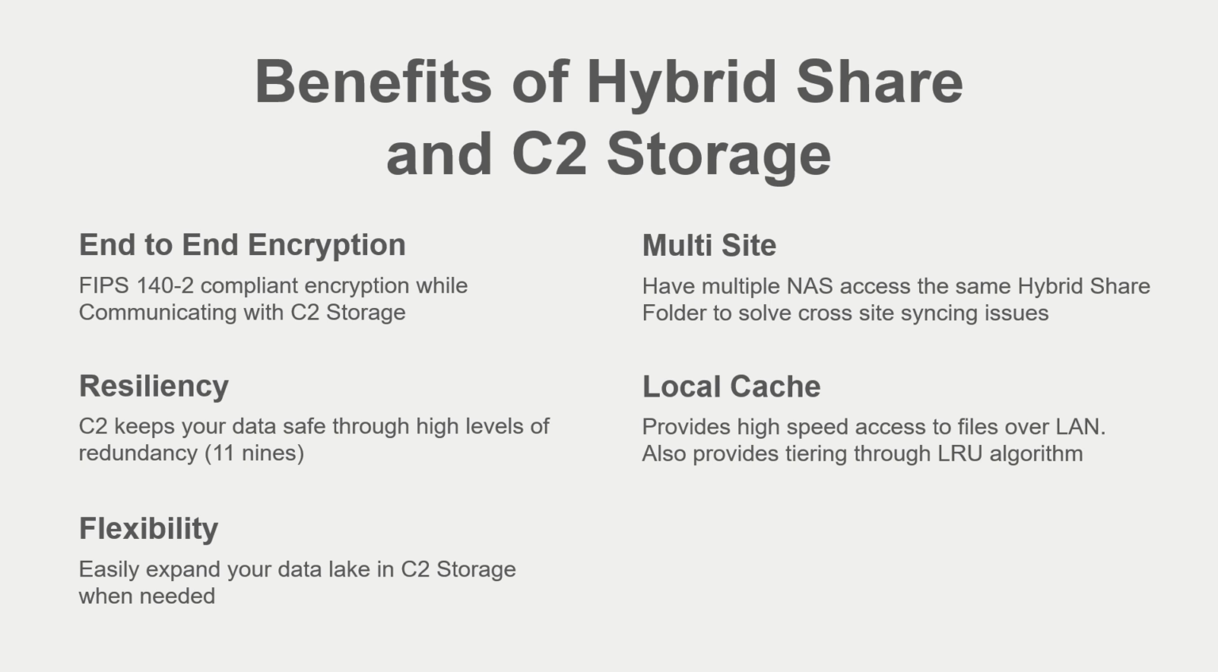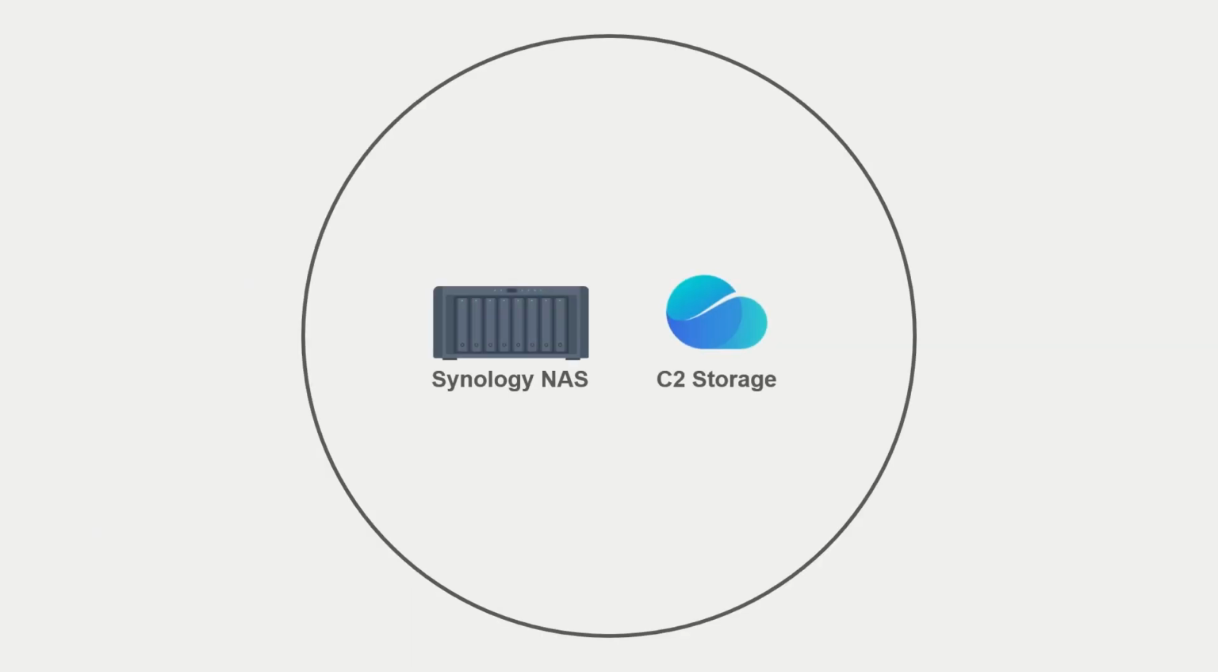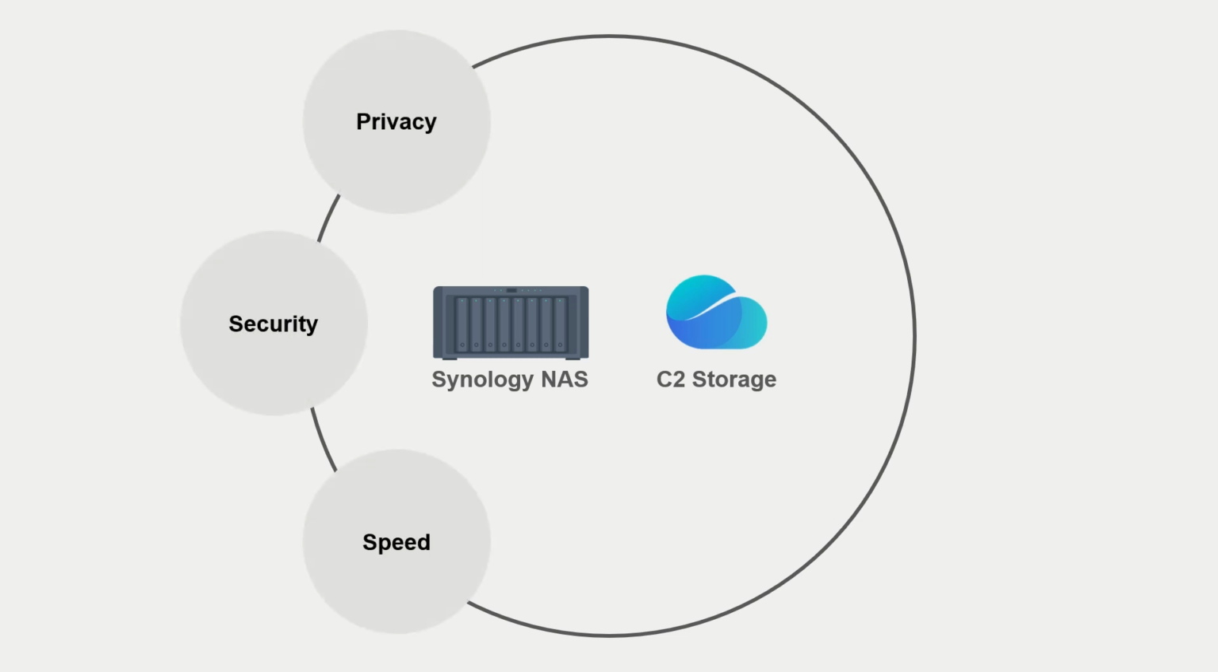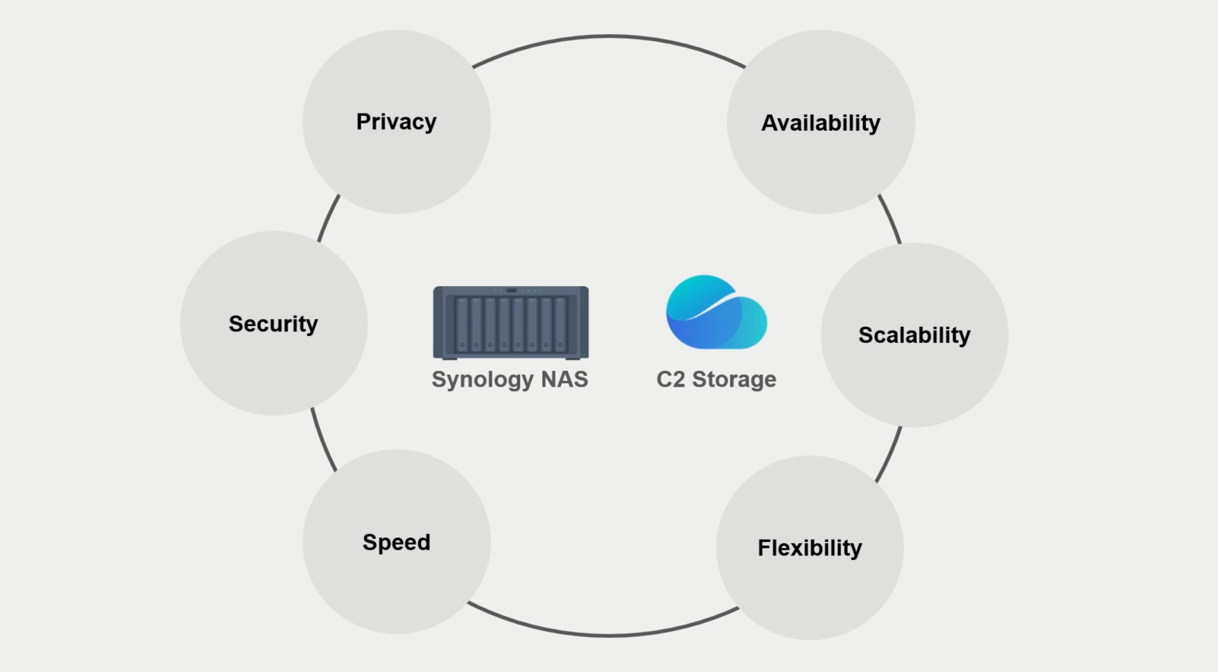There's also some tiering functionality there through a least recently used algorithm. If your hybrid share local cache gets full and you still need to add additional data to it, it will evict old data that you haven't accessed in a while and save that copy up to C2 storage cloud and make room for that new data that you're uploading. So by using Synology NAS through hybrid share alongside C2 storage, you gain the privacy, security, and speed you get whenever you're using your local NAS over your LAN, mixed with the availability, scalability, and flexibility you gain from using a public cloud service like Synology C2 storage.